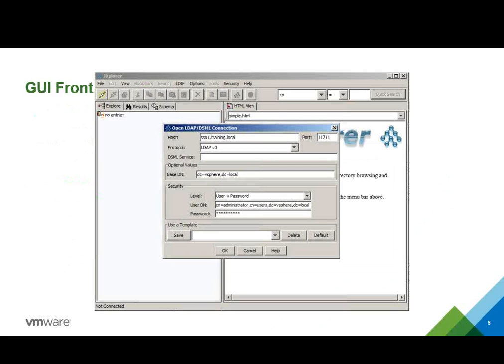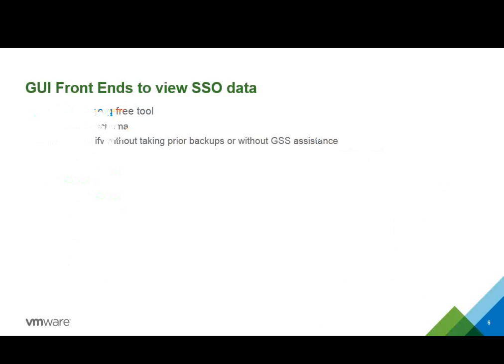The only thing to note here is the actual port. We are not binding via the default LDAP port of 389 or 636. We are actually binding via our own port 11711. If you're missing out on that portion, you will not be able to actually establish a connection. Once we then hit OK, we can see the whole VMdir configuration in front of us.